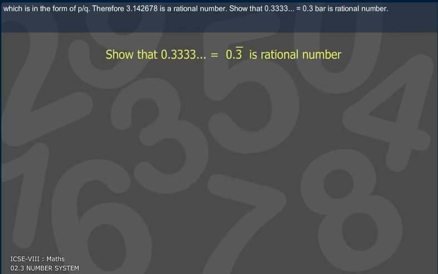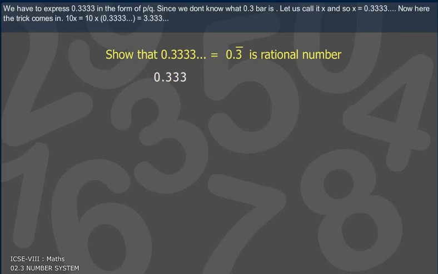Show that 0.3333, that is 0.3 bar, is a rational number. We have to express 0.3333 in the form of p upon q. Since we don't know what 0.3 bar is, let us call it x. And so, x is equal to 0.3333. Now, here the trick comes in.